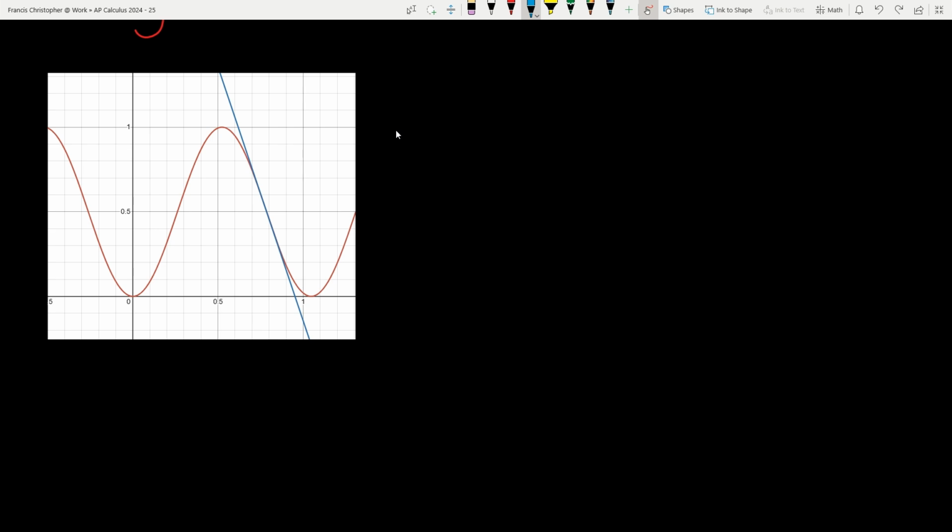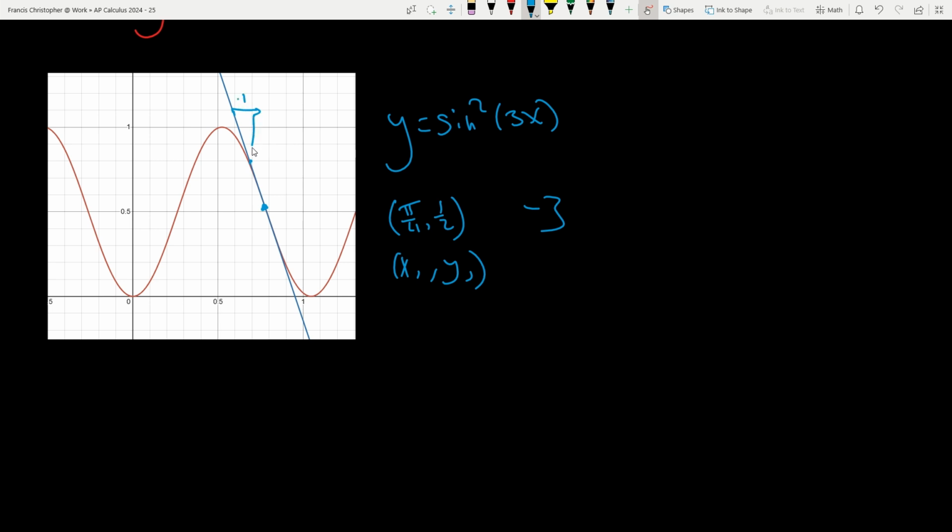Here's just a visual thing, just so we know what we did. So we had y equals sine squared of 3x. If you notice, at this point, or I think around that point, has the coordinates of pi over 4, comma 1/2. This is x1, comma y1. And this thing has a slope of negative 3, which you can sort of see here. So about over 1, and about minus 3.